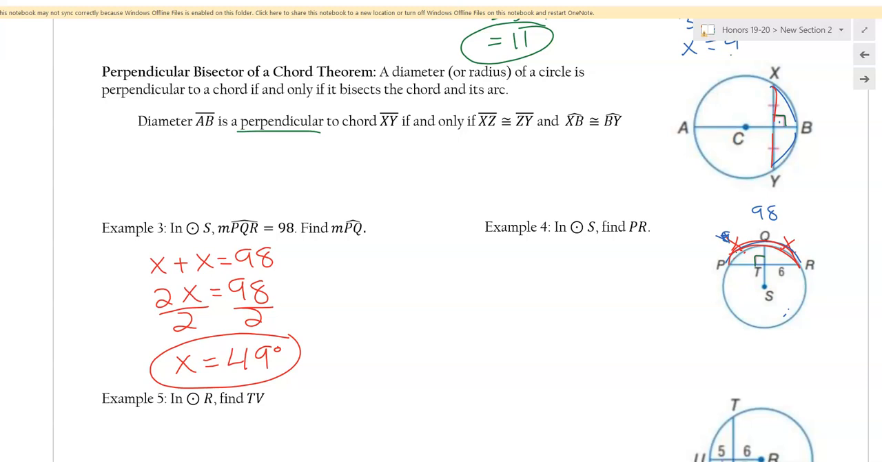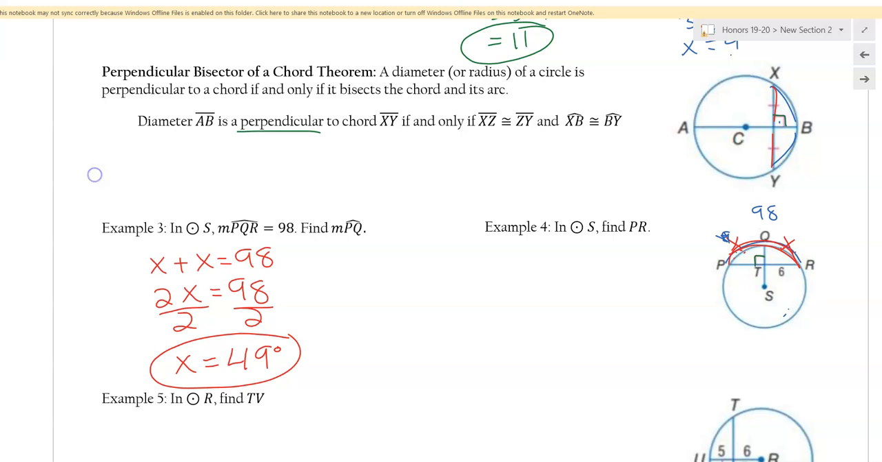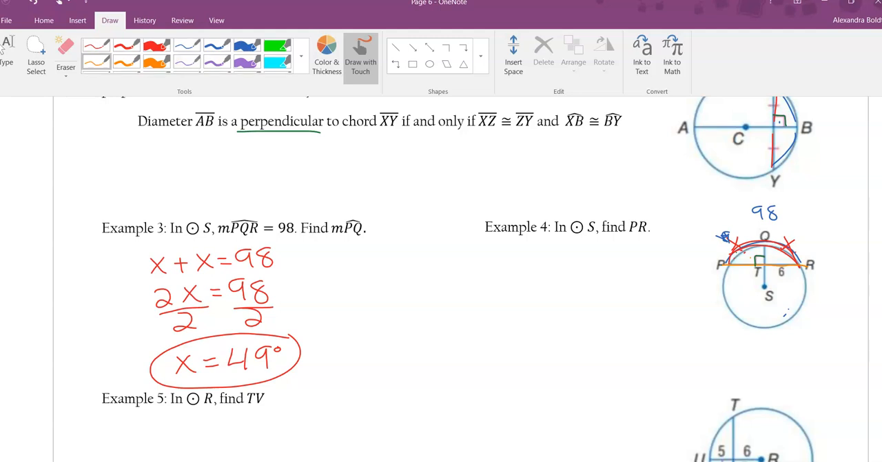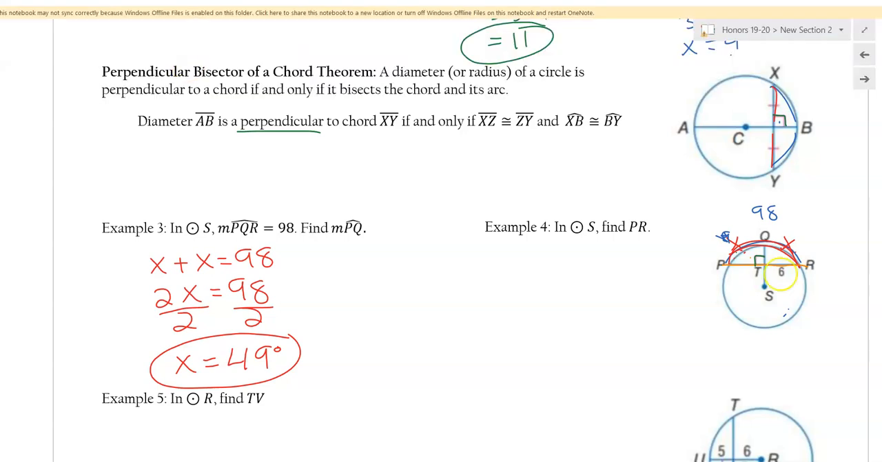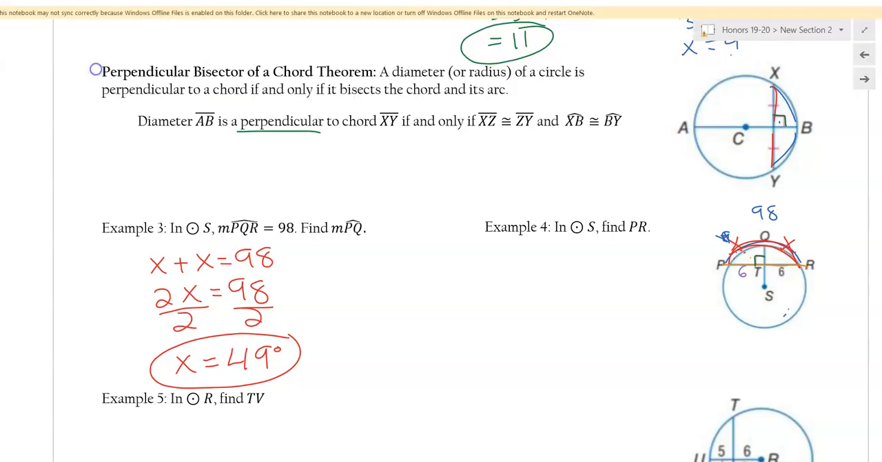In circle S, now we want to find PR. We want to find this whole distance. Well, again, because this is a right angle, since this is 6, this is 6, so then PR equals 6 plus 6, which is 12. And so as long as you see this right angle here, all those things are equal.